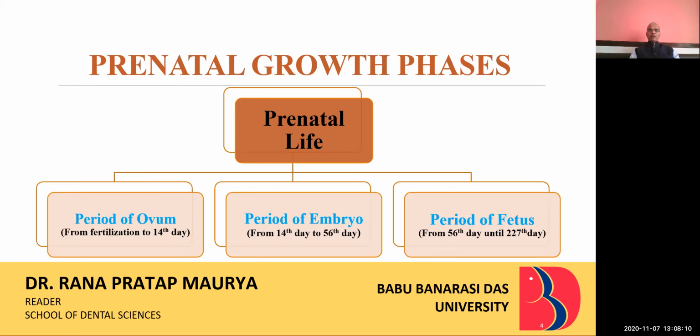The prenatal growth phase, or prenatal life, is divided into three periods. First is the period of ovum, second the period of embryo, third the period of fetus. The period of ovum starts from fertilization to 14 days of prenatal life, the period of embryo is from 14 days to 56 days, and the period of fetus is from 56 days until birth, or 227 days of prenatal life.